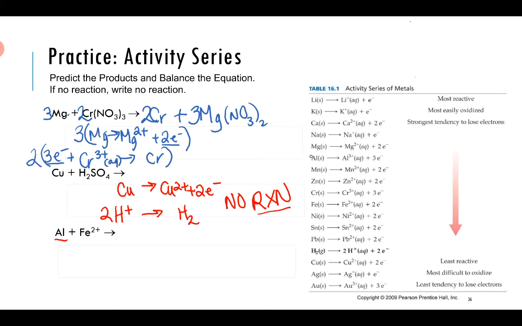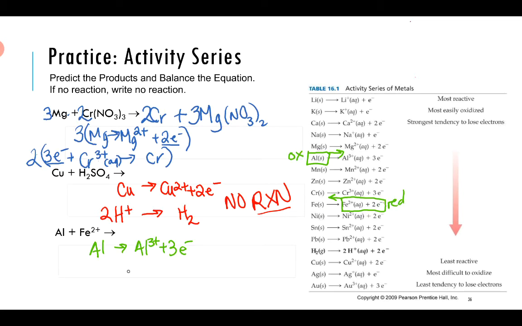Okay, so aluminum is here. It's going to go that way. And so aluminum would form aluminum 3+ ions and 3 electrons if this reaction occurred. Then my iron 2+ ions are here. And so that would be the backwards half.